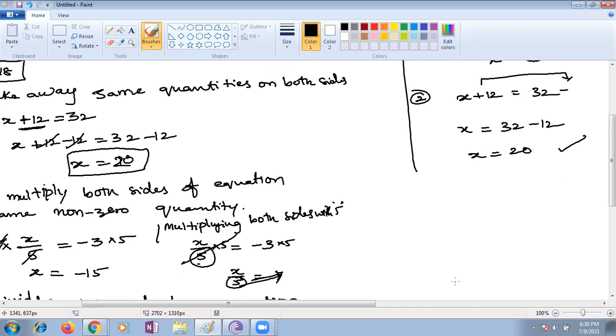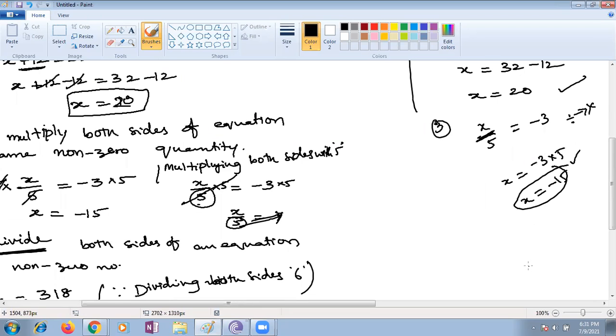The same way, then another equation: x by 5 is minus 3. This you can do in both methods, children. You can do cross multiplication, or, since 5 is under division on the left side, it is divided. If you transpose it, the division becomes multiplication, so x is equal to minus 3 into 5. It becomes x is equal to minus 15. This is the value you are getting.